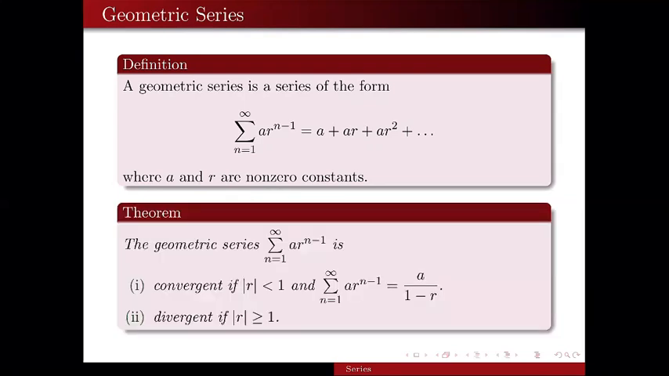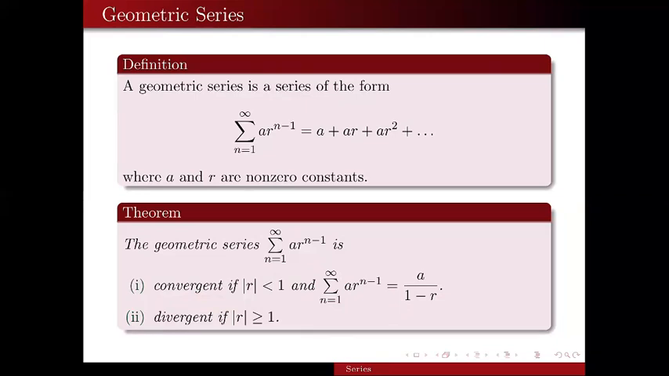So here's the theorem. Suppose you have the geometric series a r raised to n minus 1, starting from 1 up to plus infinity. Then this series is convergent if the absolute value of r is less than 1. And the actual sum can be calculated using this formula. The sum of ar raised to n minus 1, starting from 1 up to plus infinity, is equal to a over 1 minus r.